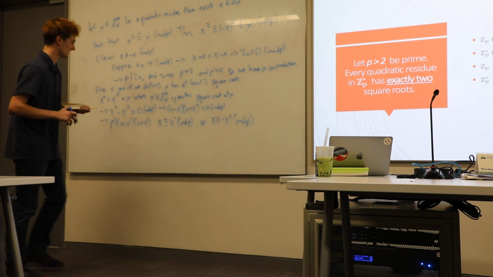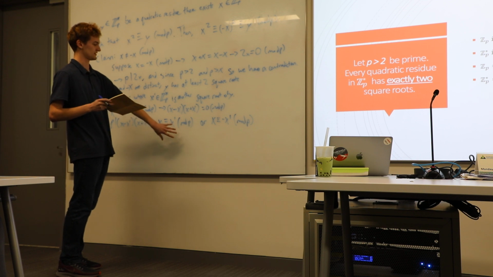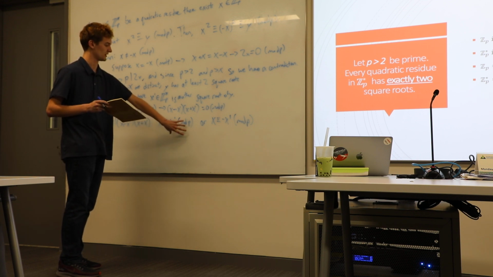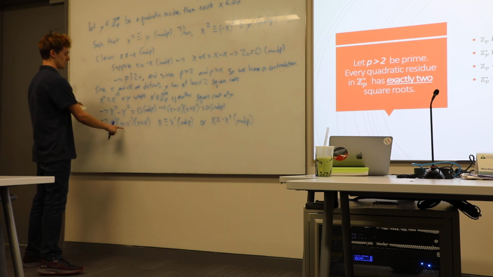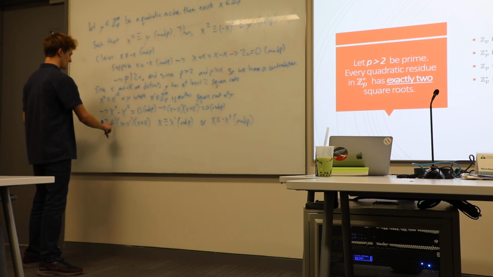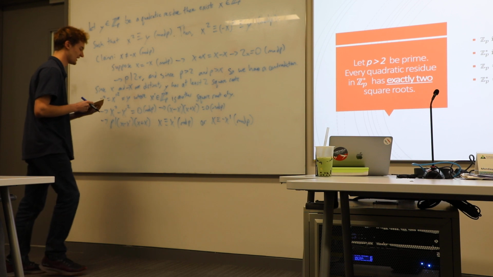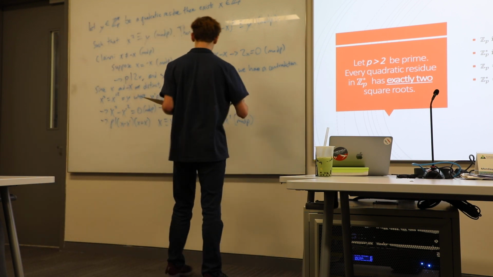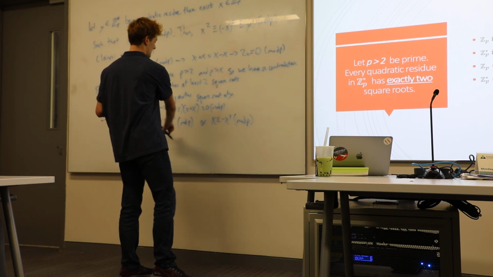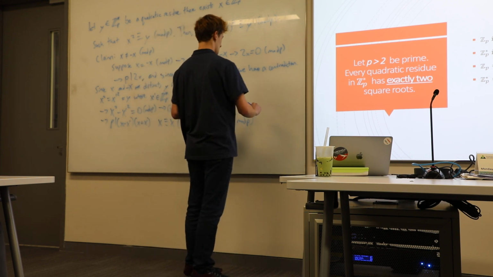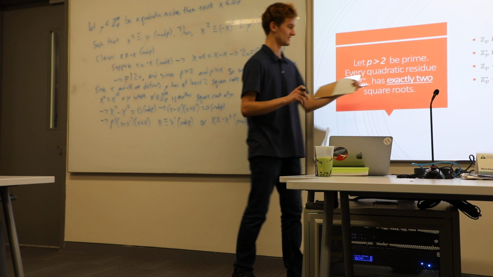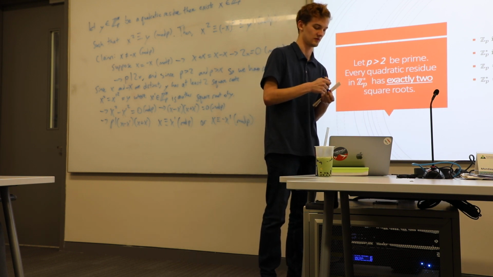Since the definition of this congruency mod p is that p would then divide x minus x prime, or some number. So that is the end. We've shown that it can only possibly be x or negative x as our square roots. And so that means there's exactly 2 square roots.